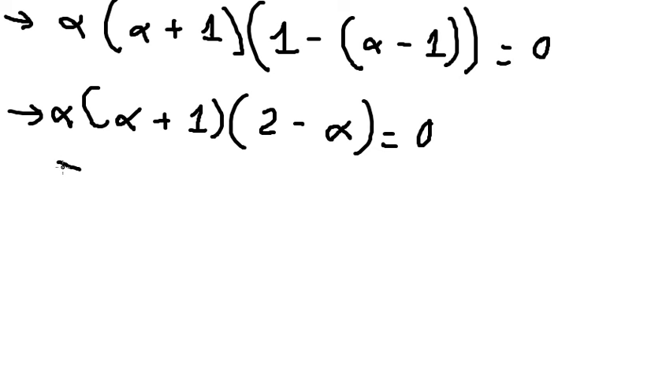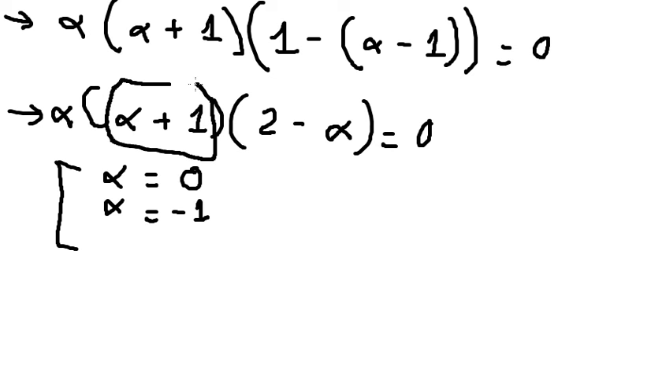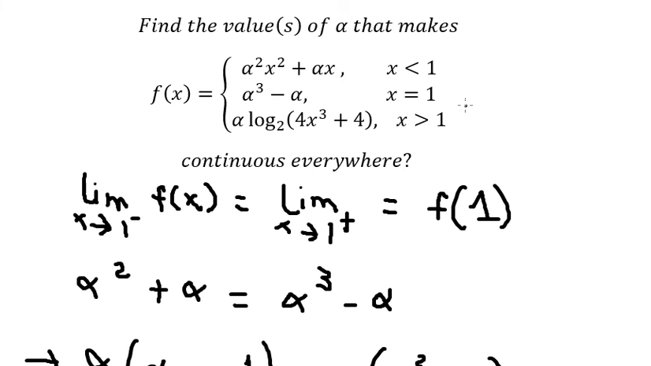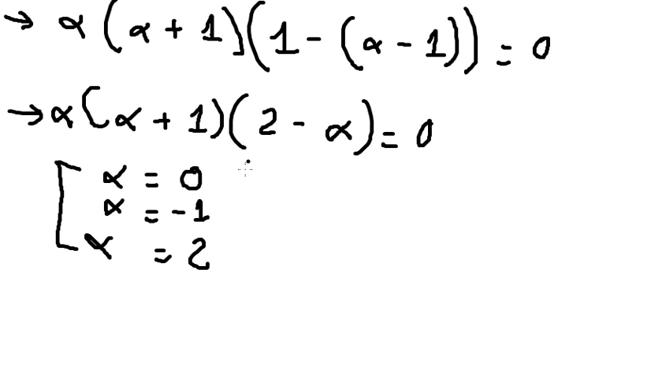And now we need to find the solution of this one. So we have alpha equals 0, alpha equals negative 1. So we put this one equal to 0. So we have alpha equals negative 1 and alpha equals 2. That's it from here. Now we put these back in here. So I will consider 0, negative 1 and 2.